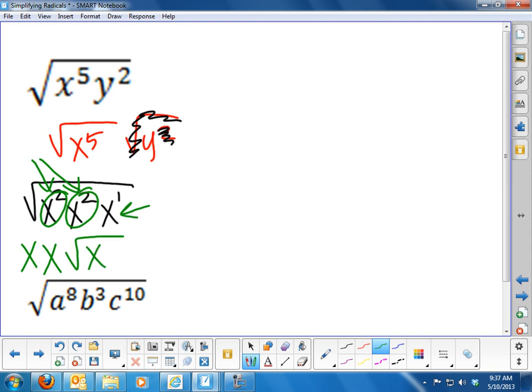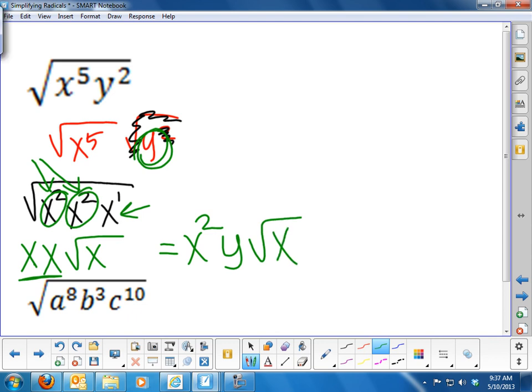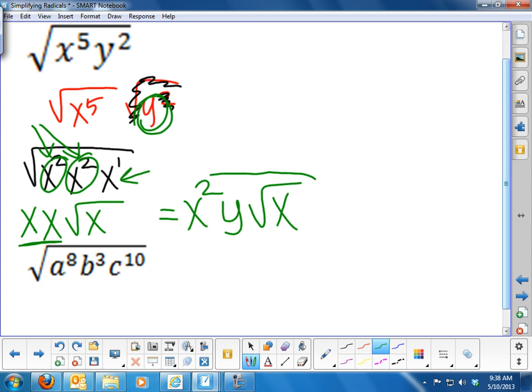Okay, now I'm going to simplify this a little bit further. If I have x times x right here, that gives me x squared. Now I also had this y. We can't forget about it. It was not in a square root symbol, so it's going to be written right next to the x squared. And then I have the square root of x all alone right out there. And that is our answer. Okay, so let's try the next one.